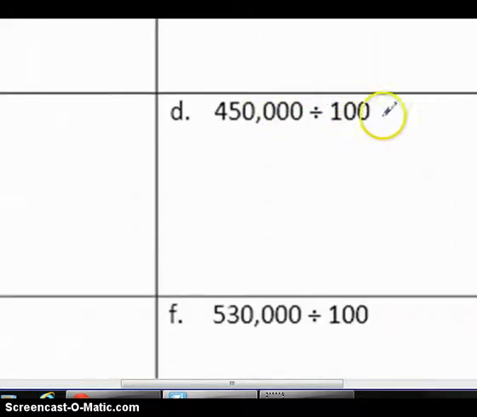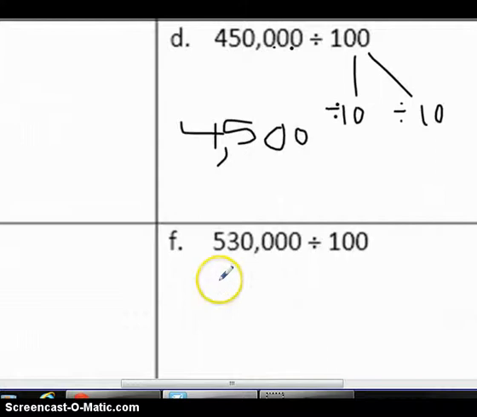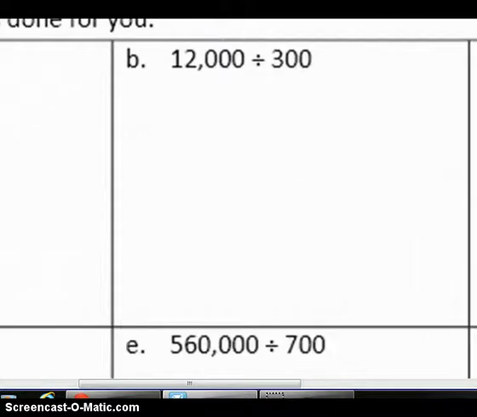Now if you divide by 100, that's saying divide by 10 and divide by 10. So for 450,000 divided by 10, you would have the decimal here. It would be 45,000 divided by another 10 is 4500, otherwise known as 4,500. Okay, still kind of easy. I'm going to pause and go to a harder one. Okay, here's a good one.